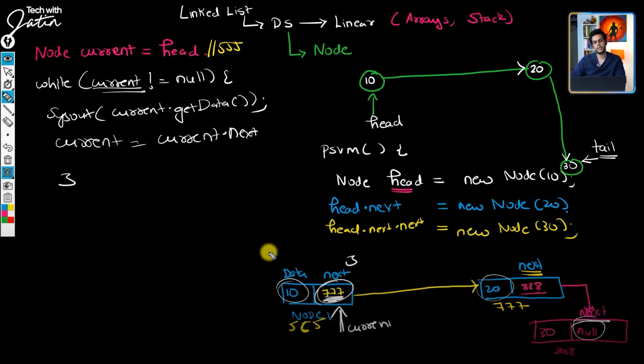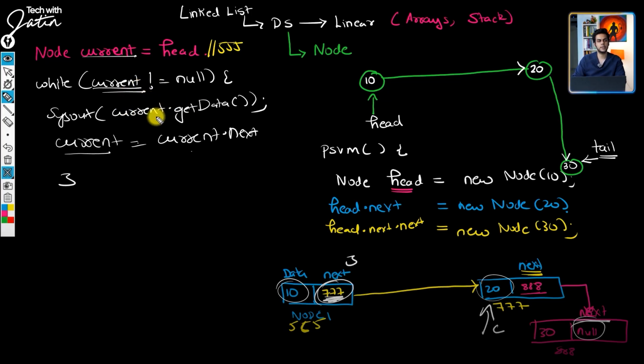What is current dot next? 777. Previously current was storing 555. Now current will be updated with 777. So your current, which was pointing to the 555 memory location, will start pointing over here. This is my current coming into picture.